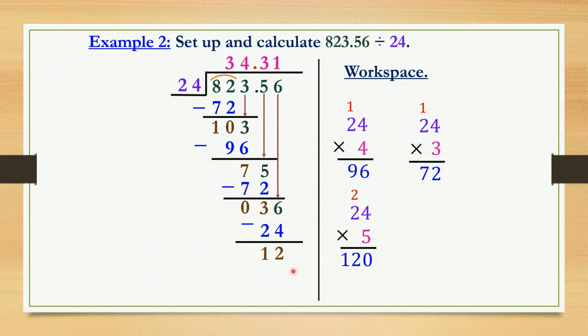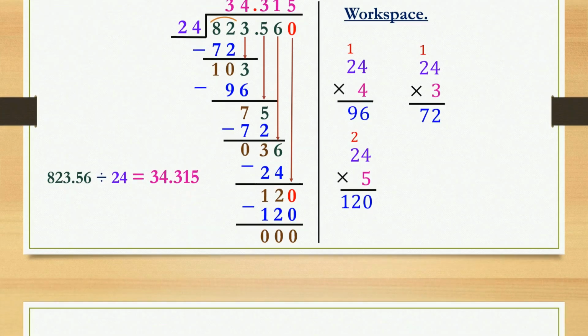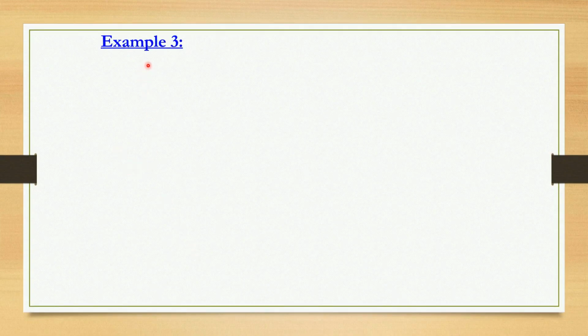Now the remainder is not 0 yet, so I need to add a 0 in the dividend. Then I slide it. I obtain 120. Here I notice that 120 is a multiple of 24. I write 120, and 24 times 5, I write 5 in the quotient, is equal to 120, and the remainder is 0, and my division has ended. It's an exact quotient. 823.56 divided by 24 equals 34.315.